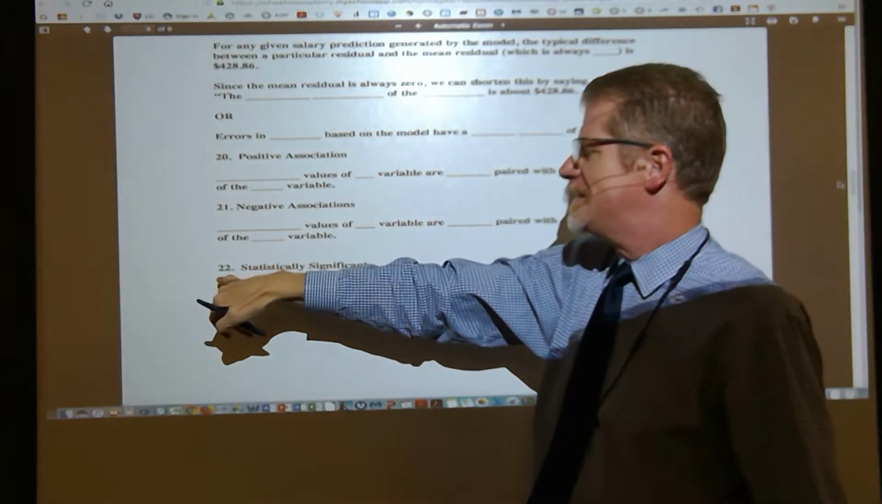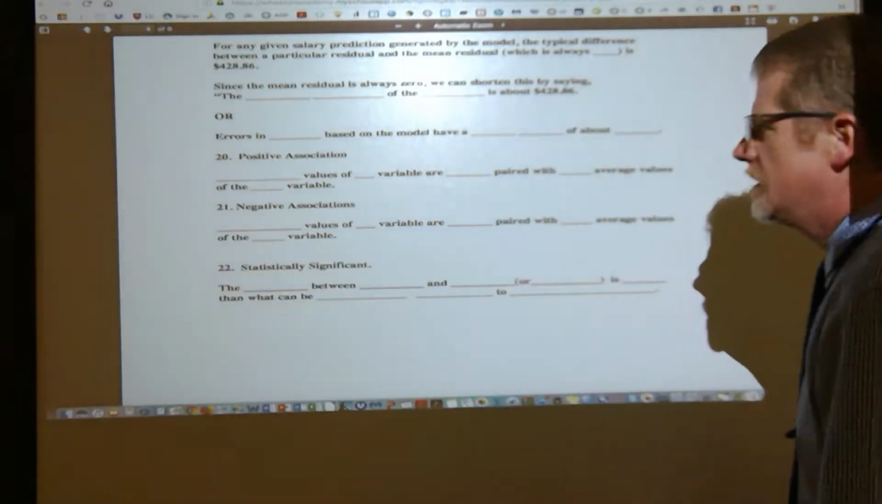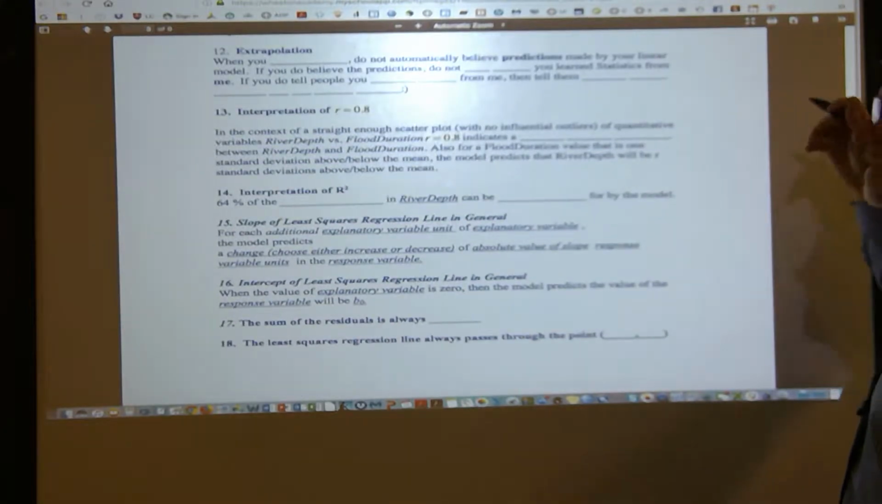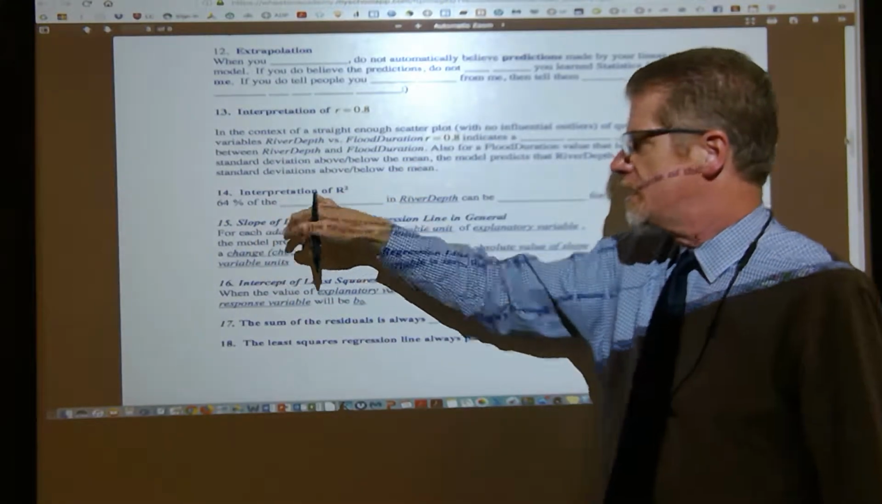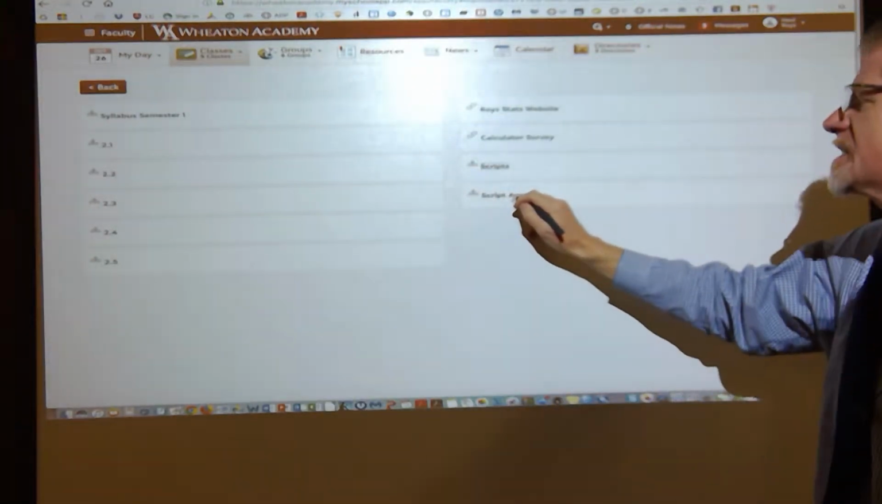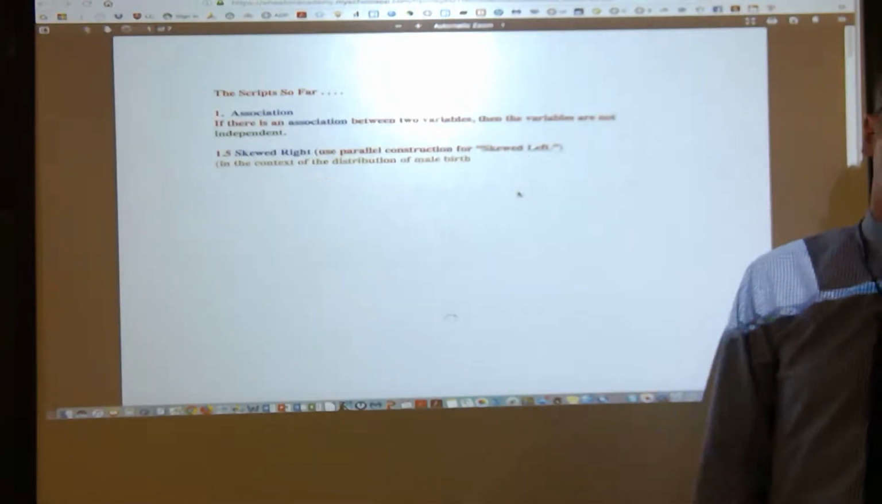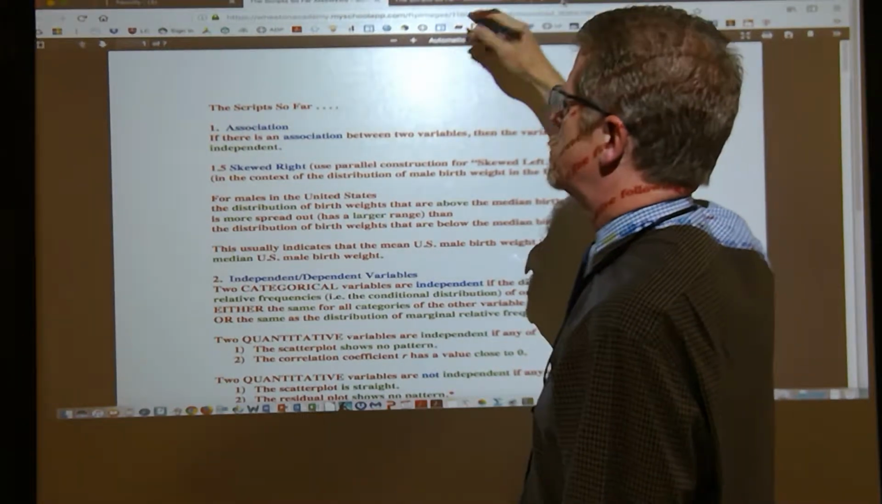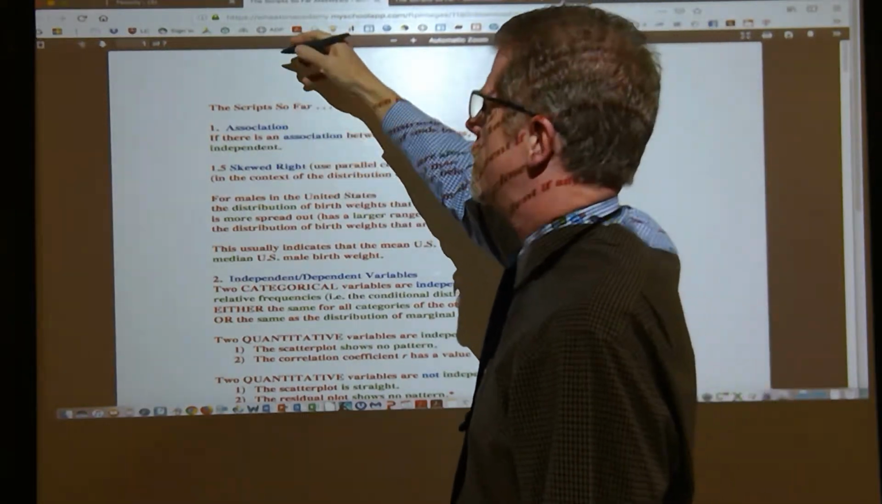We have not yet hit statistically significant 22. So scripts 1 through 21, like on the last test, some of you forgot the interpretation of R squared. And in case you're wondering what those are, we've got the script answers there also. So you can check to make sure you know what's going on with the scripts so far.